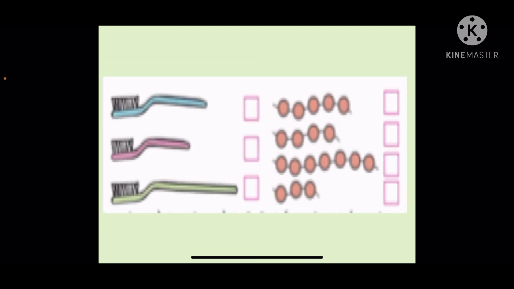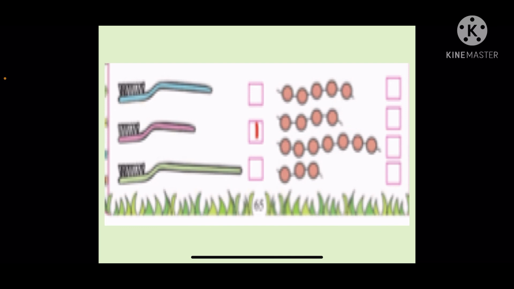Our next question is of toothbrush. Now children, we have to search for the smallest toothbrush, that is pink color. Toothbrush is the smallest, right? So we will write number 1 for the pink toothbrush. So let us search for the toothbrush which is little more than the first one. That is the blue brush. So that will be number 2. And third toothbrush is the longest one. So we will write number 3.